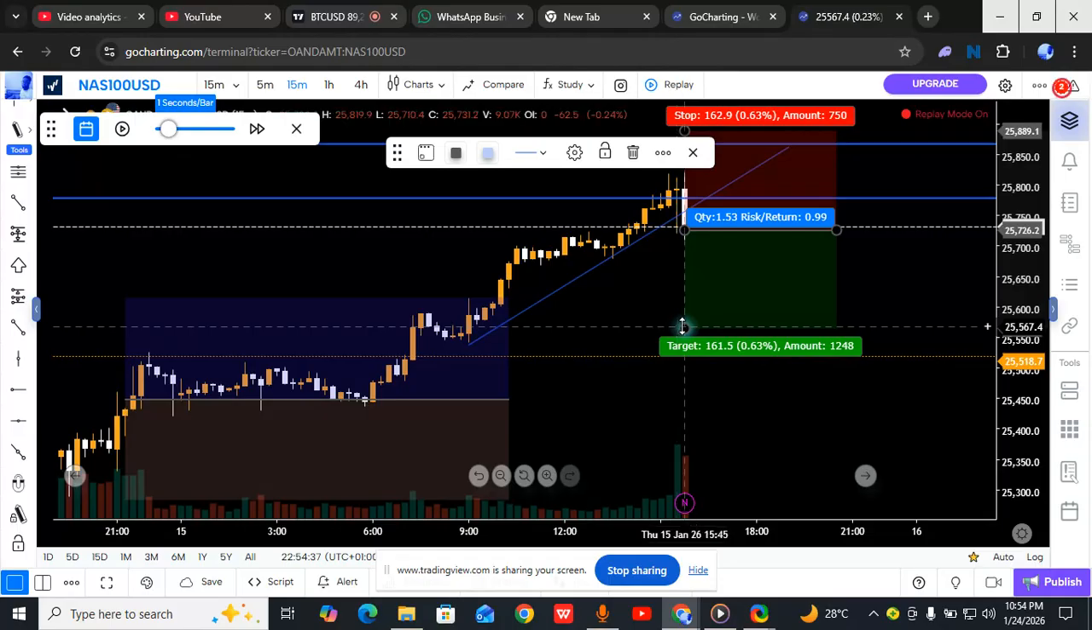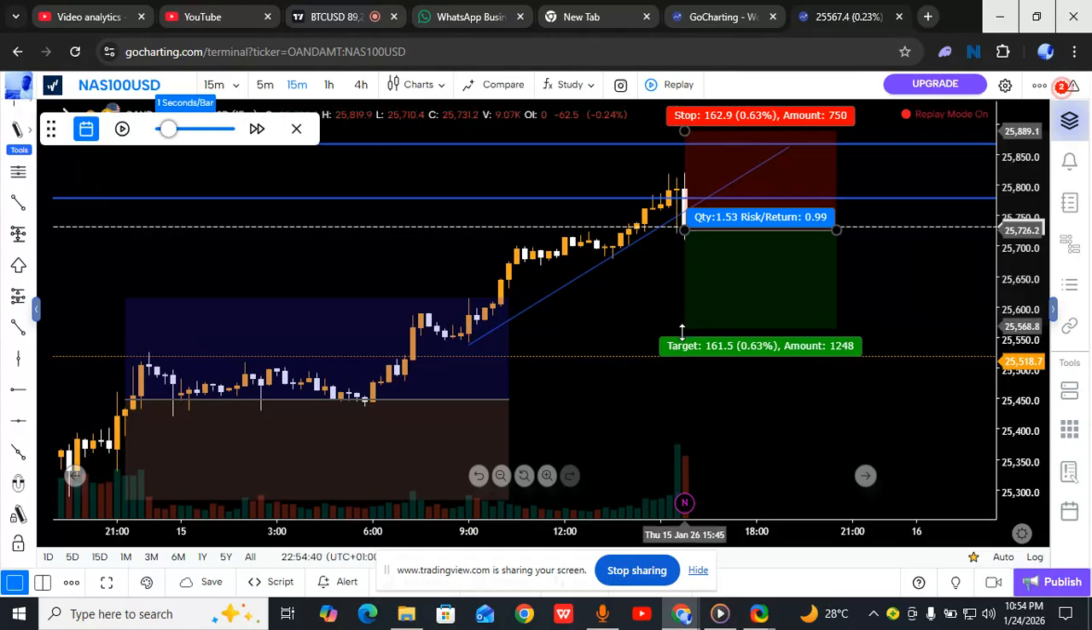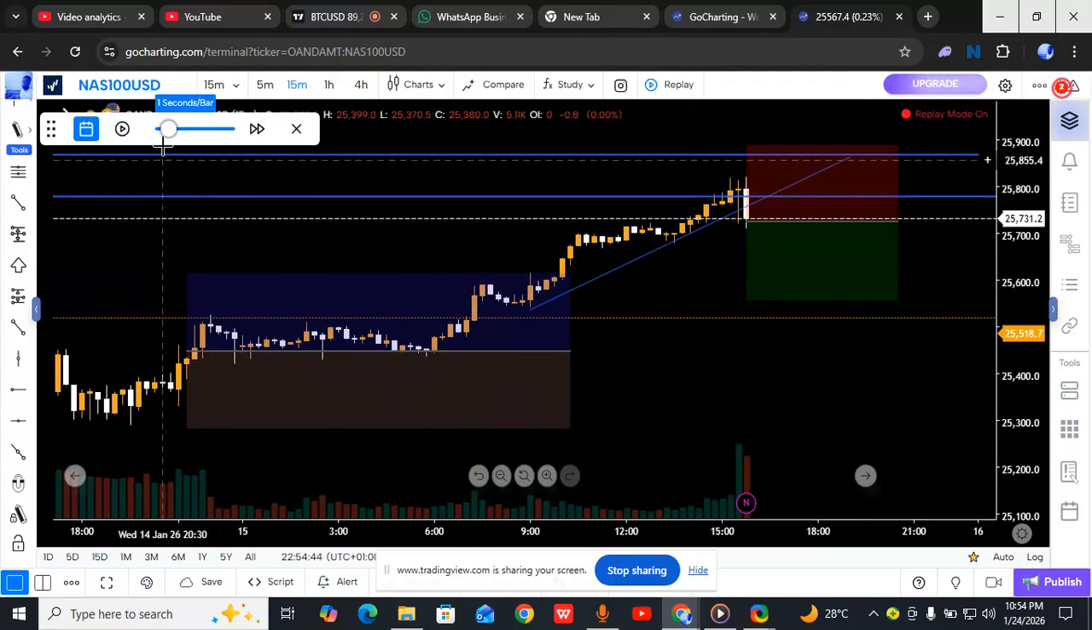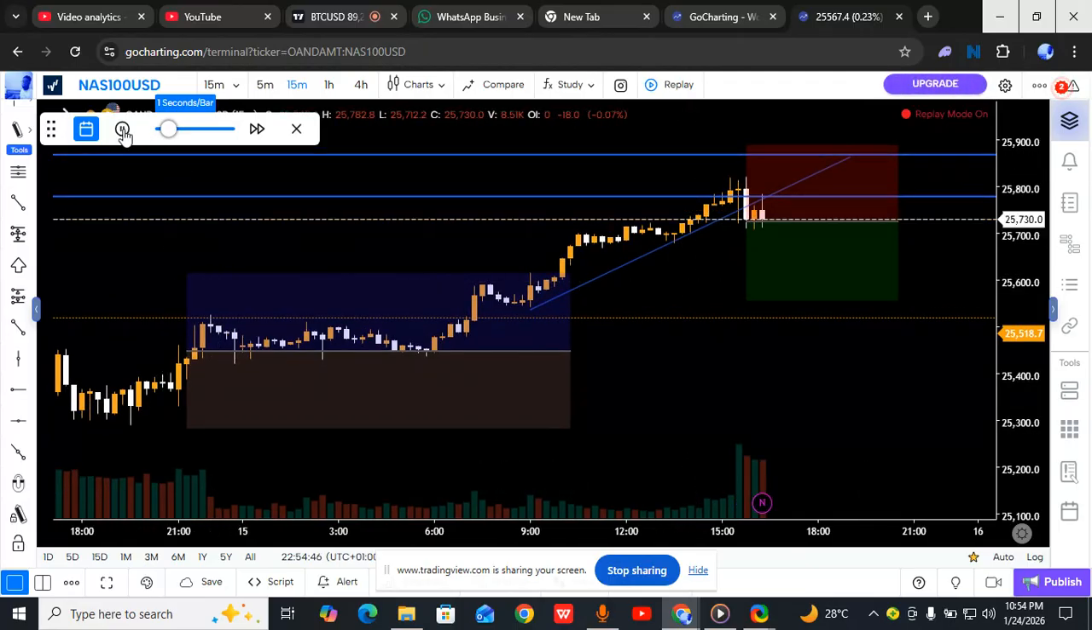Cases like this might make your stop loss a little bit large, but yeah, that is just trading. You have to try and adapt whatever strategy you are trading. So let's see what happens.